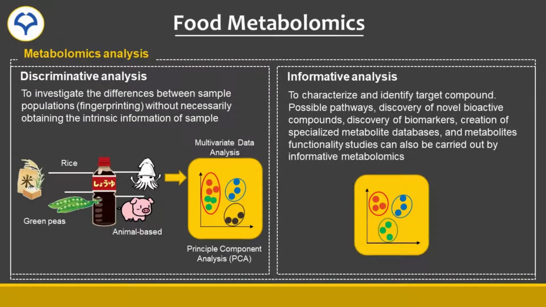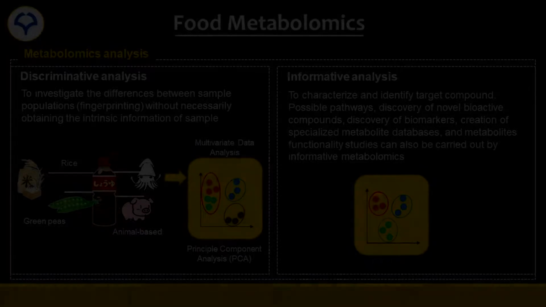Another type of analysis called discriminative analysis focuses on investigation on the difference of a food sample within the same food type. While for informative analysis, metabolomics can characterize and identify target compound to search of novel bioactive compounds and create metabolic database of a specific food sample.